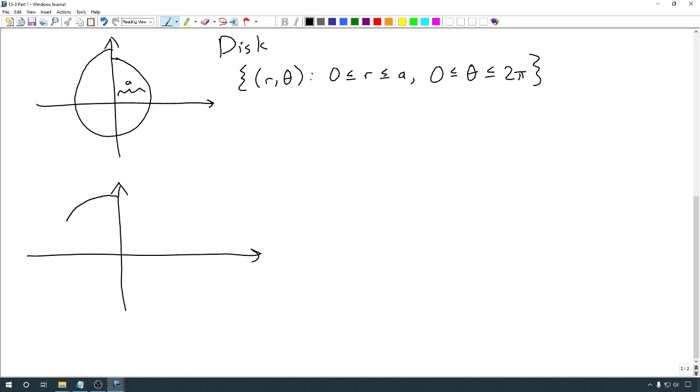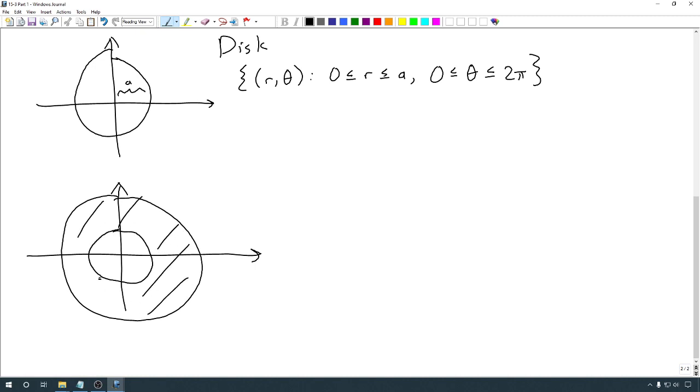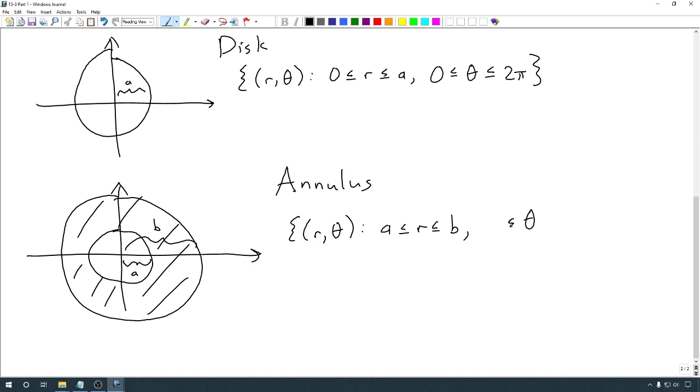We could look at one circle out here, but another circle inside of it, where we look at the region between these two circles. This is a shape that's called an annulus. If we say the inner radius here is a, and the outer radius is b, this would simply be the set of all points r, theta, where r is between a and b, and then theta will use the same limits of 0 to 2 pi.